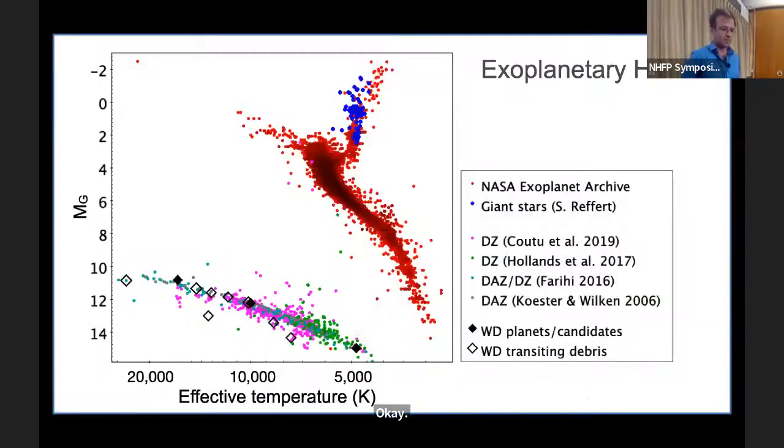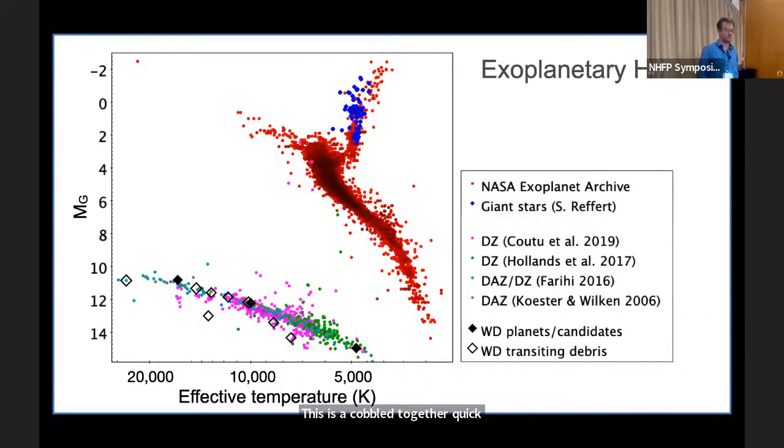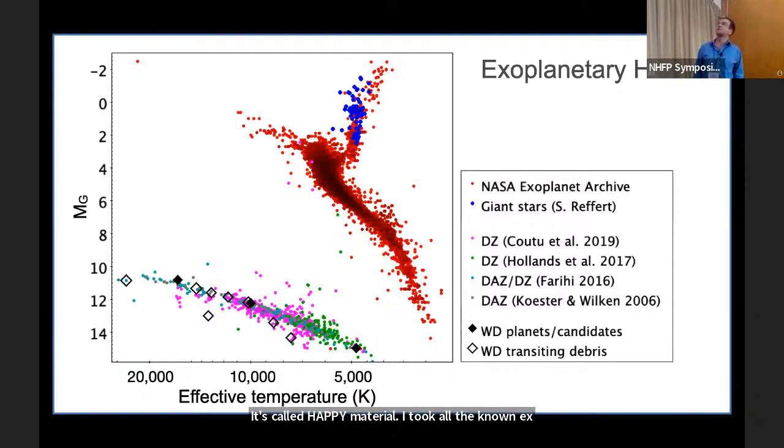I'm going to kick off with the collaborators that have helped me along with many of these projects. This is a cobbled together quick overview of what we know about the stars that show signs of exoplanets or exoplanetary material. I took all the known exoplanet hosts from the NASA Exoplanet Archive, which you're seeing there on the main sequence, and the giant stars.